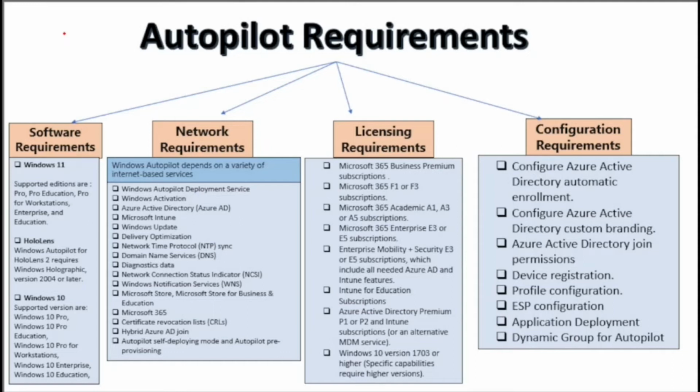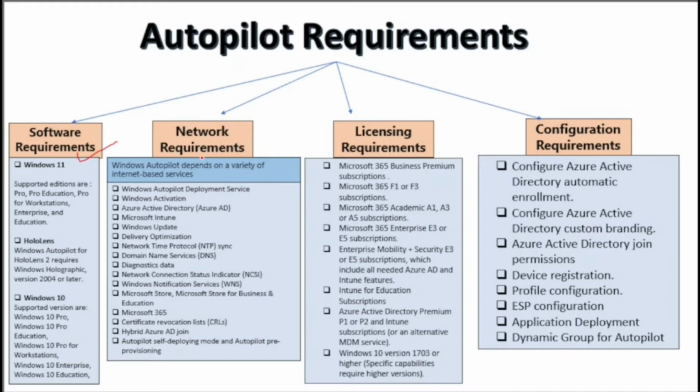Now let's discuss the Autopilot requirements. We already discussed this in the previous module, but let's quickly check what we need to perform Autopilot. The very first is the software requirement. We need a Windows 10 or 11 operating system with a supported edition. Currently Pro, Enterprise, and Education are the supported versions.